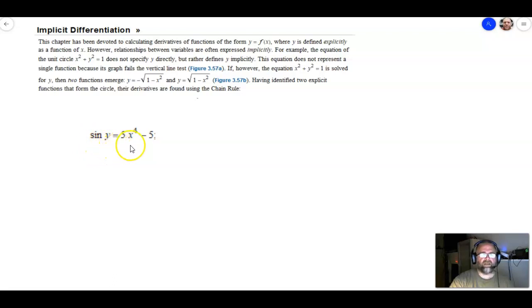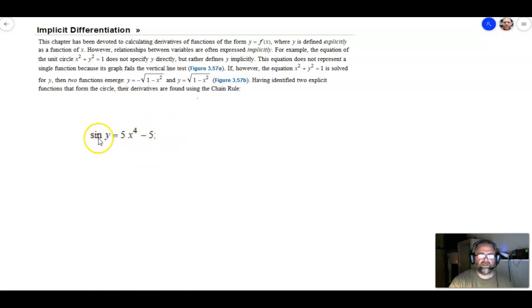The sine of y is equal to 5x to the fourth minus 5. Now with this one, we could take the inverse sine of both sides and actually solve for y, and then take the derivative that way. But then we're finding the derivative of the inverse sine function, which we haven't taken a look at yet. We haven't looked at the inverse trig functions yet. So let's use implicit differentiation to solve this one.